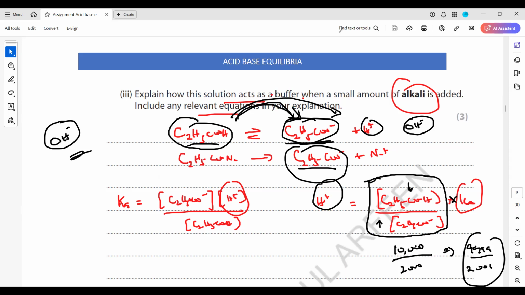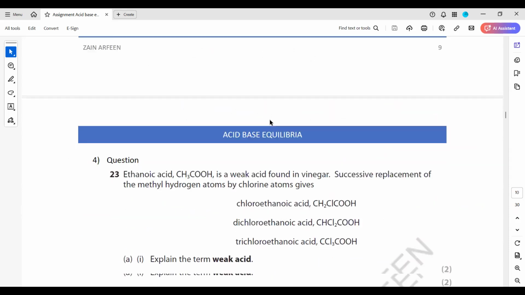Is the structure of the answer clear? Yes. So try to learn the structure of this answer, especially.